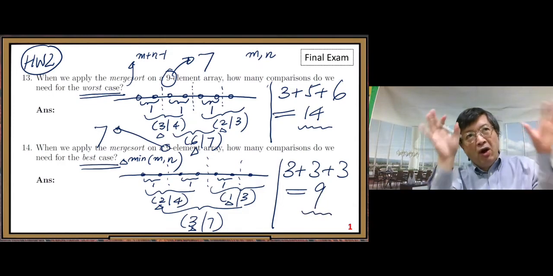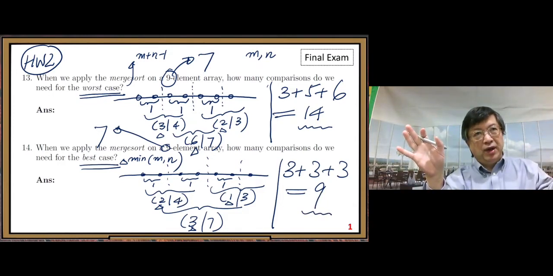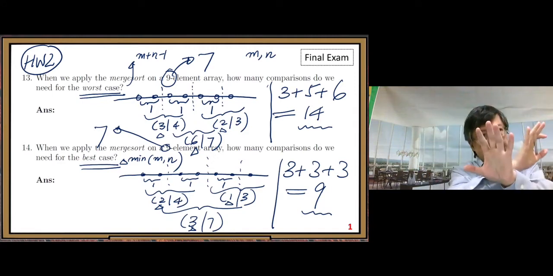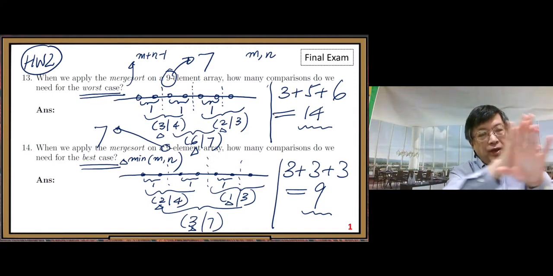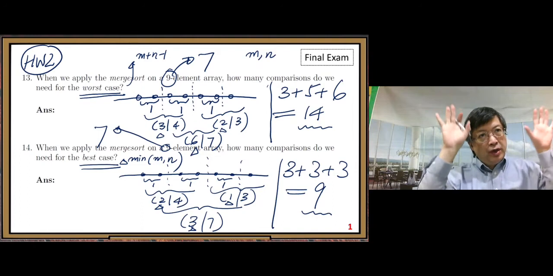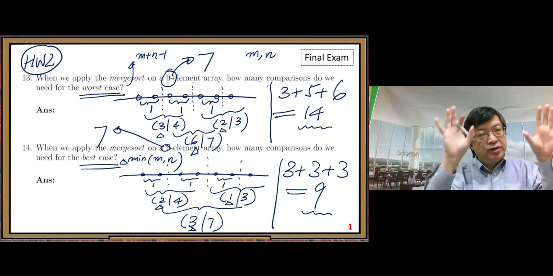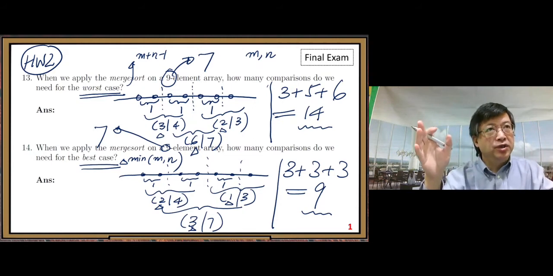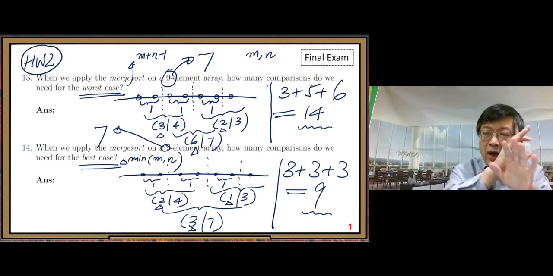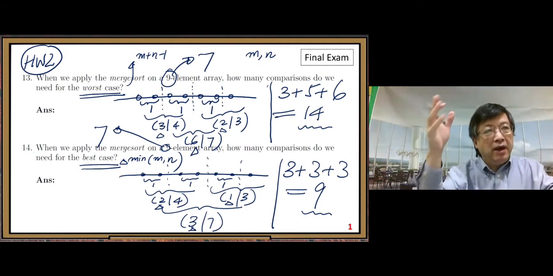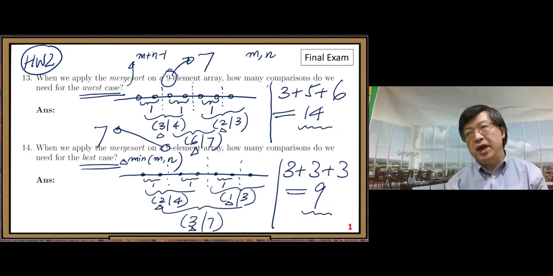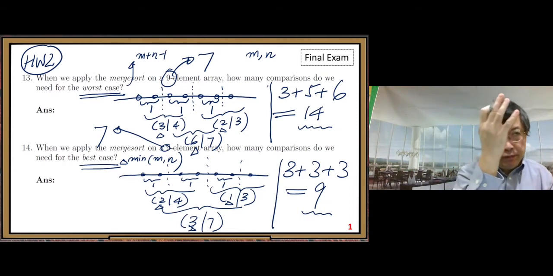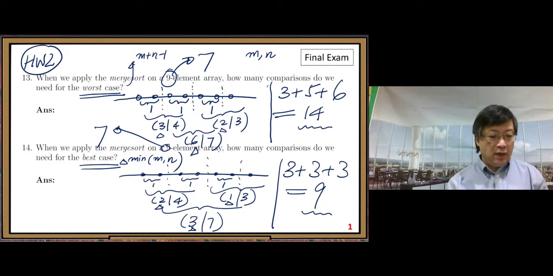So those 2 homework questions, you have the complete procedure. How do we solve these 2 questions? You apply the same procedure on the 9-element array, and then you get your answers. All right, so that's the first slide.